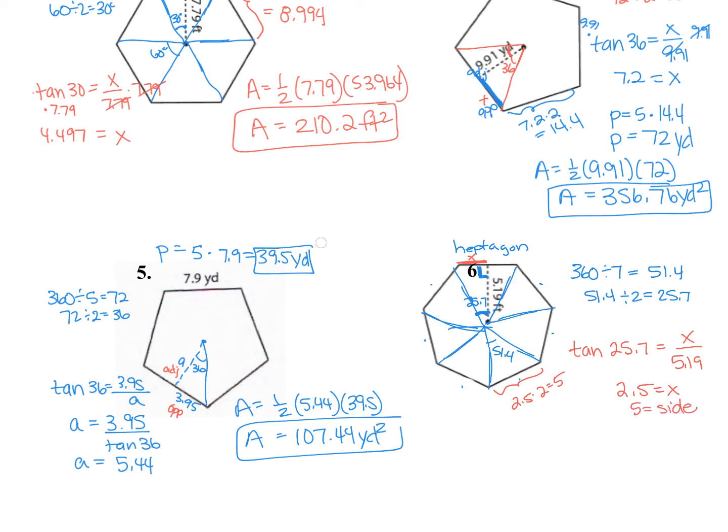And so now I can calculate my perimeter. My perimeter of my 7-sided figure is 7 times 5, or 35. So my area formula becomes 1/2 times my perimeter of 35 times my apothem of 5.19. And when I multiply all those, I get 90.83 feet squared.